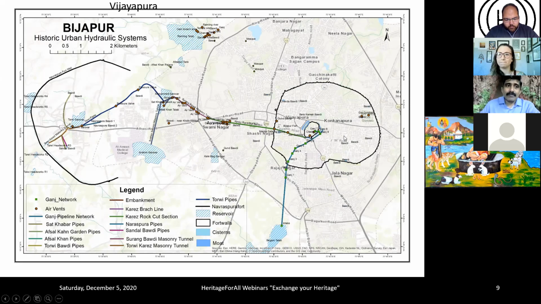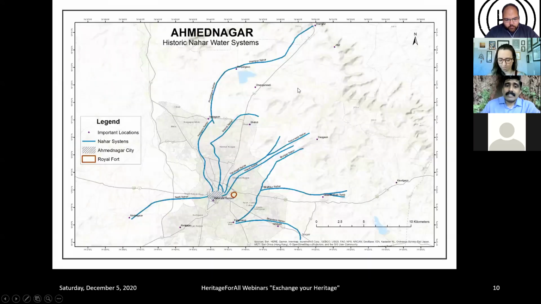Now, coming to Ahmednagar, this is the place where you have around 15 systems. And you can see most of these systems run from the highlands here, right, as the map showcases, and into the city. So this center area is the older city, and towards it so many canals were there. This is comparatively drier than other cities which have canal systems. And that is why so many systems were dug up. Some of them were exclusively created for irrigating gardens, huge gardens that were maintained by those king dynasties at that time. Right.